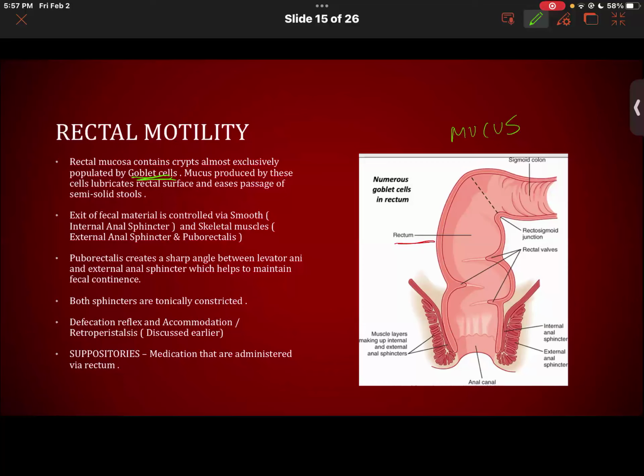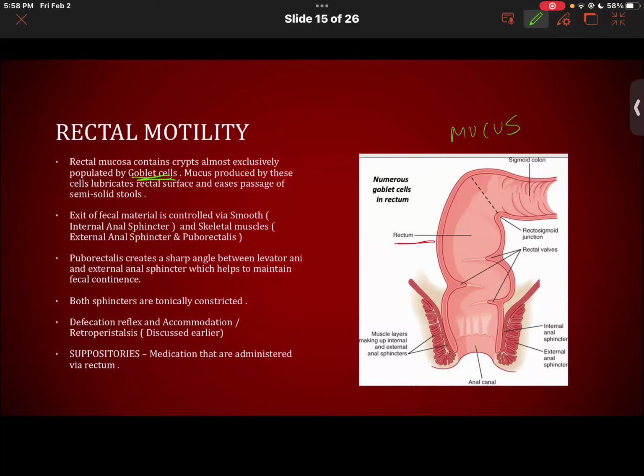So the exit of fecal material is controlled via smooth and skeletal muscles. As you know, smooth muscles are involuntary and skeletal muscles are voluntary. So we have both of these muscles contributing towards the movement of feces outside our body, right?